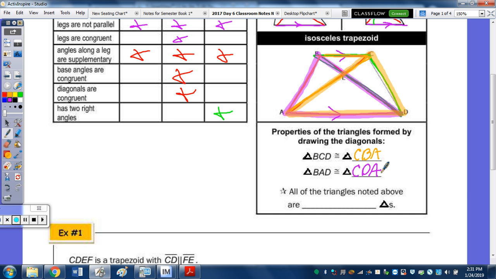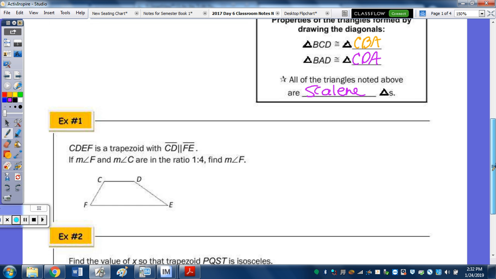These triangles are which type? Do they have any sides congruent whatsoever? No. So they are scalene. Given trapezoid CDEF, so they'll, I don't want to say always in case there is a scenario, but they should tell you the sides that are parallel. So CD is parallel to FE.